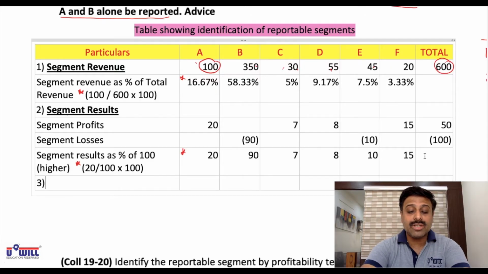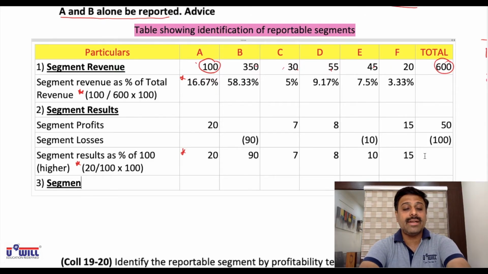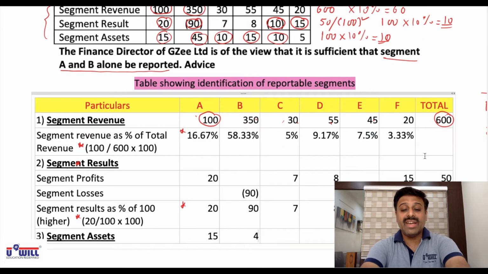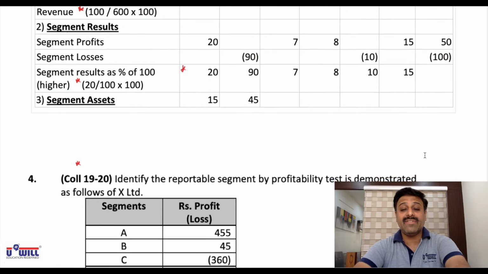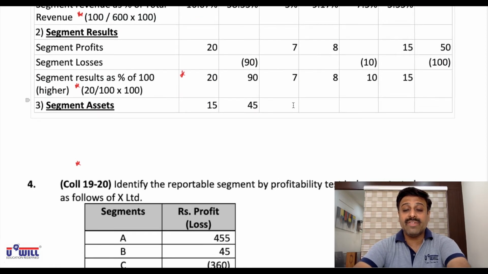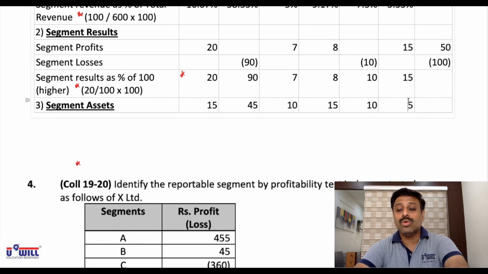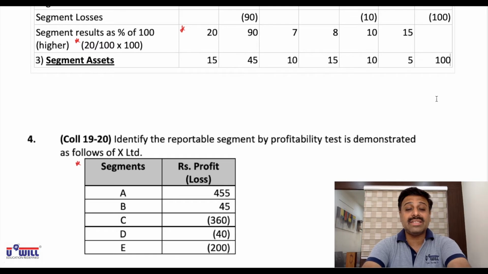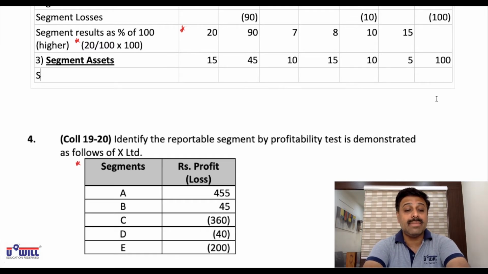Now third condition we have to prove, segment assets condition. What are the segment assets? 15, 45, 10, 15, 10, 5. Total again is coming to 100 only. Because it's coming to 100, the percentages are also going to remain same. But you write down segment assets as percentage of total assets.